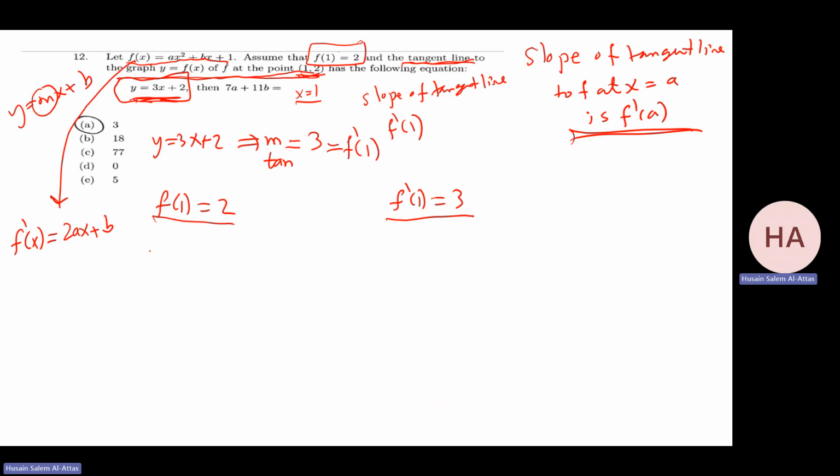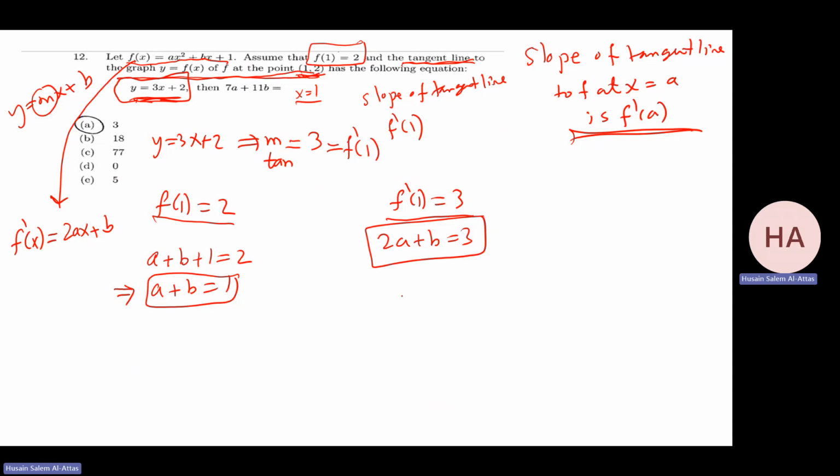If f of 1 equals 2, that means what? a plus b plus 1 equals 2, or a plus b equals 1. This is my first equation. Second equation, f prime at 1, it will be 2a plus b equals 3. This is the second equation. I solve them. I have 2a plus b equals 3, and a plus b equals 1. Subtract: a equals 2. This is my first number. Plug it here: b equals minus 1. So I have the second number.